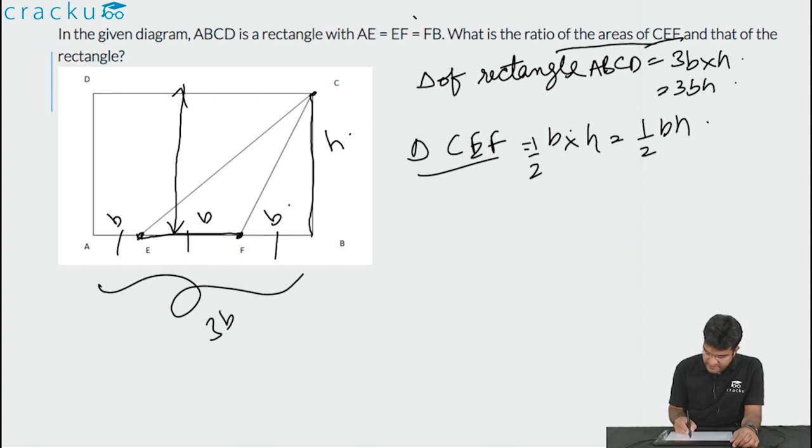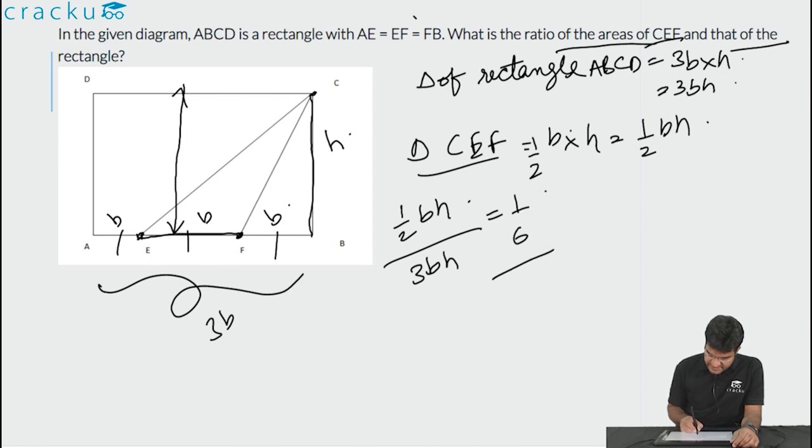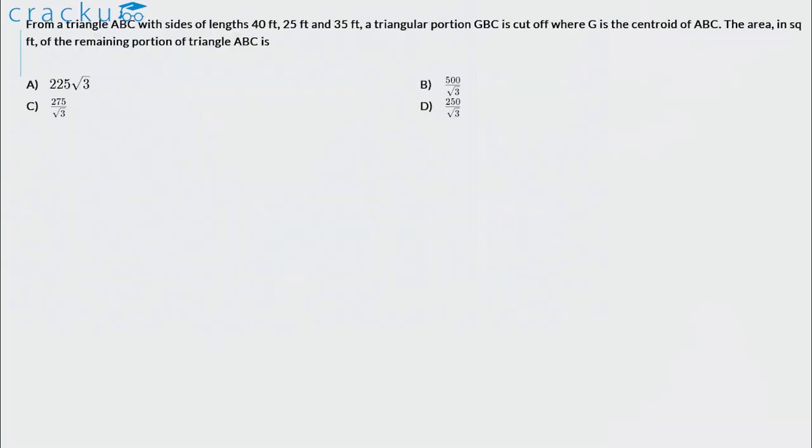Now if you are required to find out the ratio of CEF to that of the rectangle, the required ratio is half BH by 3BH. This is equal to 1 by 6. So the required answer is 1 by 6.